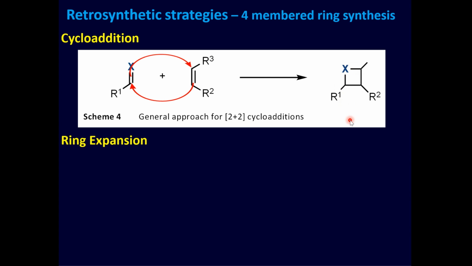Another approach which we follow is ring expansion. I'll take a 3-membered ring system like this, a 3-membered ring system with a sulfur atom. Because of the sulfur atom present in it, it is electronegative in nature. It pulls the electrons, renders the adjacent carbon acidic enough to lose the proton.